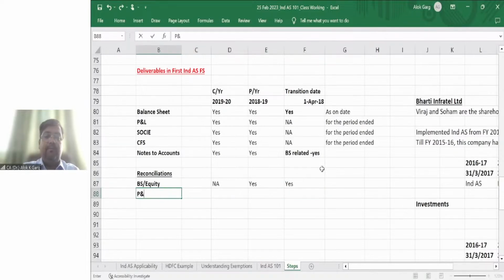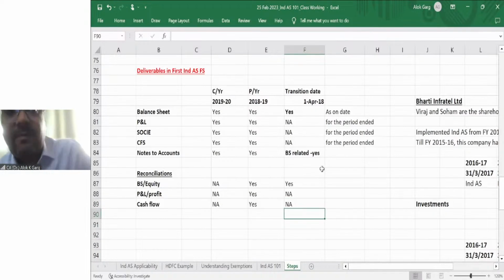P&L or profit reconciliation. Whether P&L or profit reconciliation for the current year is required? Not required. Why? Because there is no past published number for the current year. But for the previous year, of course, yes. And for the transition date, of course, not applicable, since the P&L is not applicable. Then cash flow reconciliation. Whether cash flow reconciliation for the current year is required? Not applicable. For last year, yes. For the transition date, not applicable. Right? I hope it is clear to all of you.